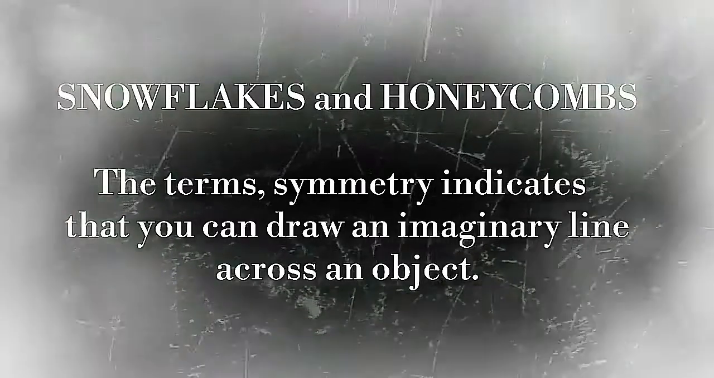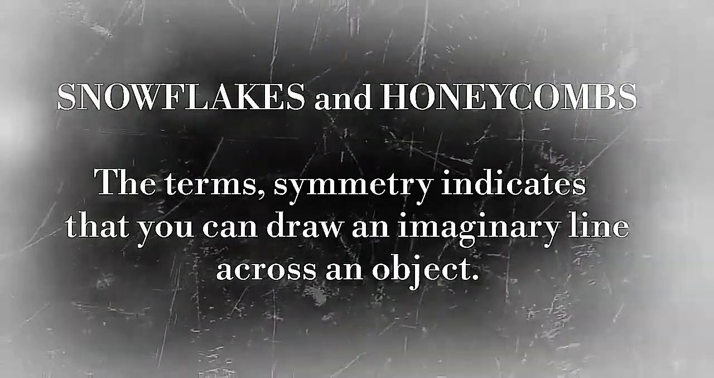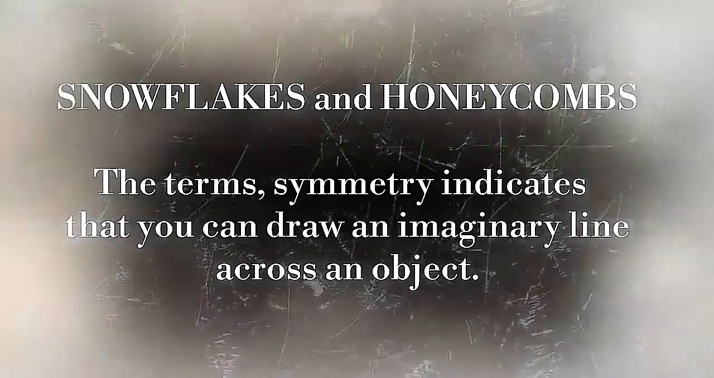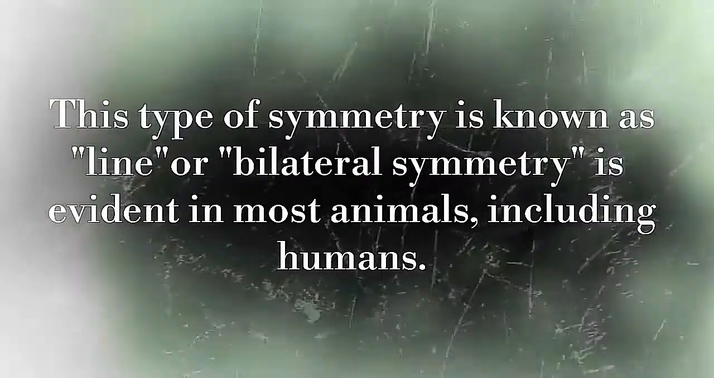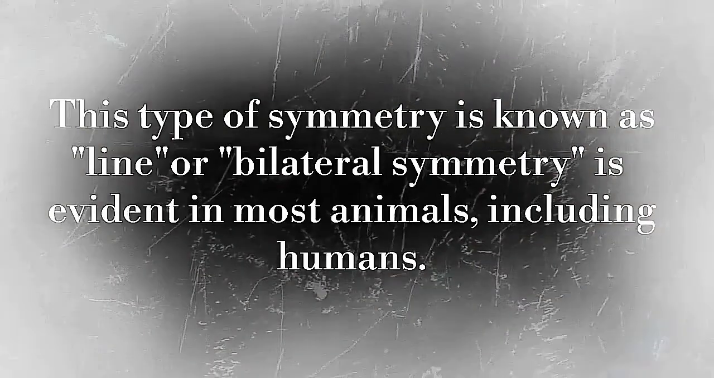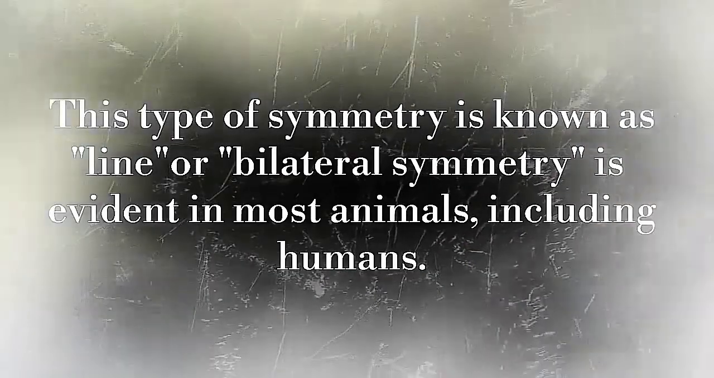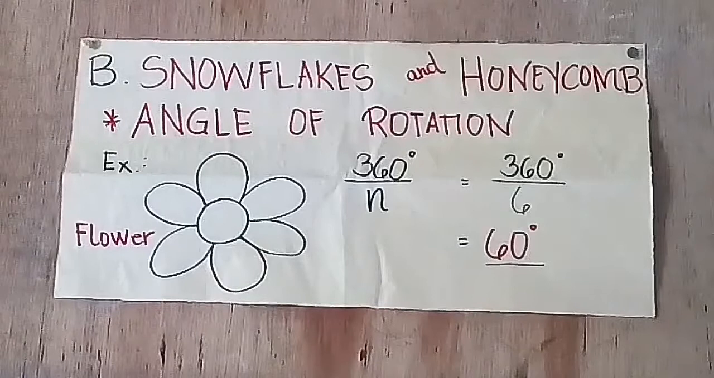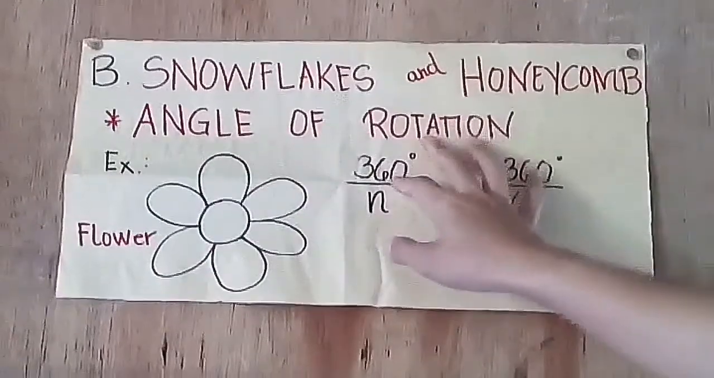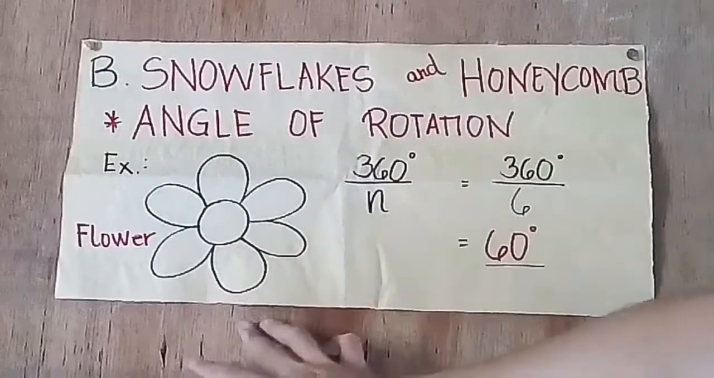Snowflakes and honeycombs. The term symmetry indicates that you can draw an imaginary line across an object. This type of symmetry is known as line or bilateral symmetry. It is evident in most animals, including humans. Under snowflakes and honeycomb naman natin, which is angle of rotation, ito naman yung example natin, which is flower.